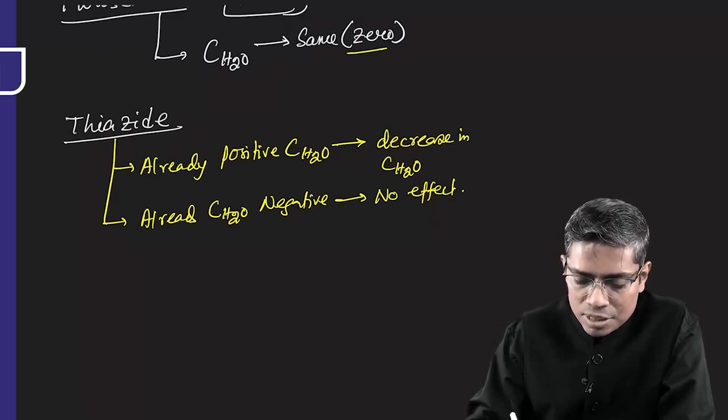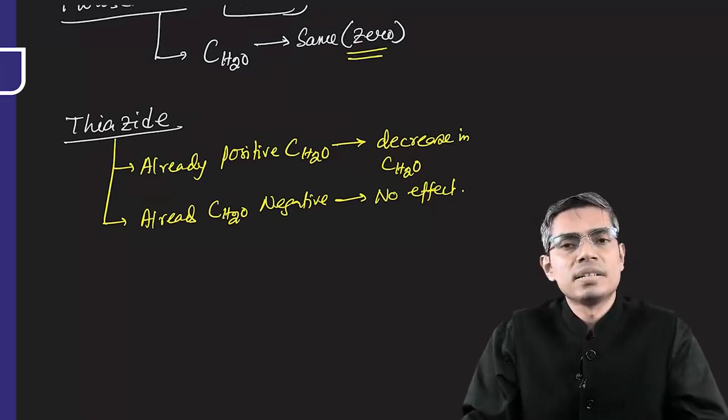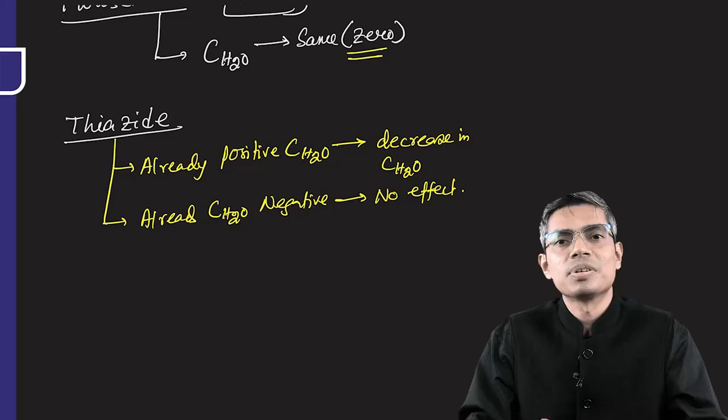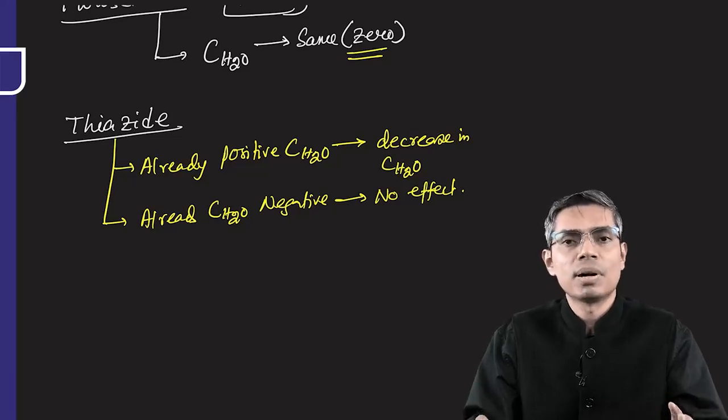Getting my point? Whenever you are giving thiazide diuretics to a patient who has positive free water clearance, it will reduce that. Thiazide will decrease it. But if the free water clearance is already negative, then thiazide diuretics have no effect, and furosemide diuretics also have no effect. The free water clearance will remain 0 in case of furosemide therapy. So this is all about the concept of clearance and free water clearance.